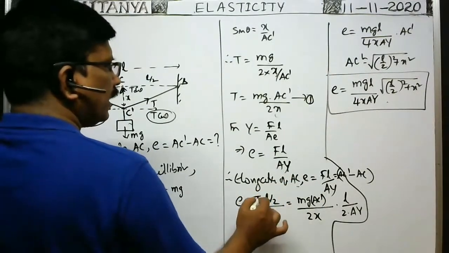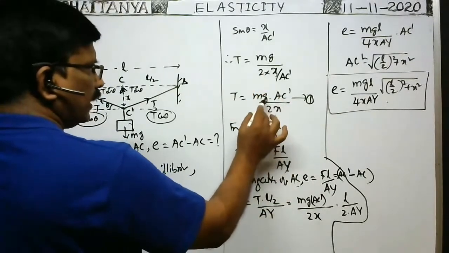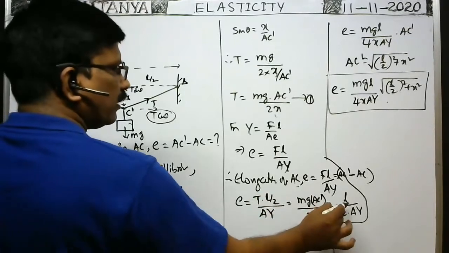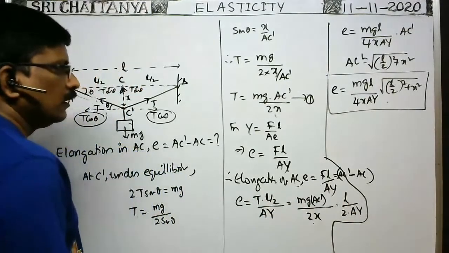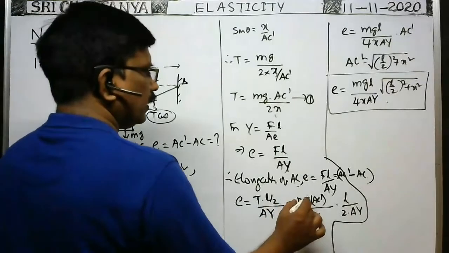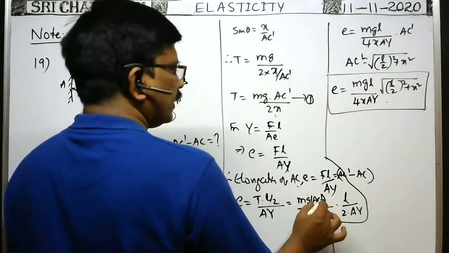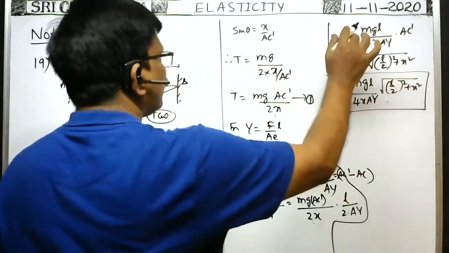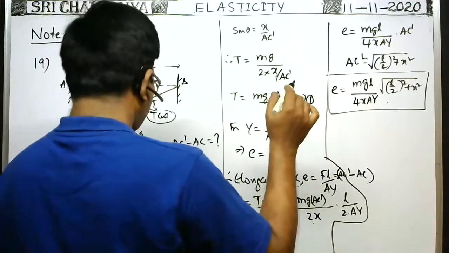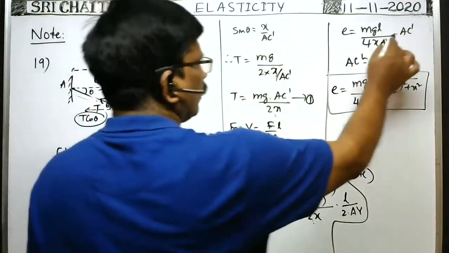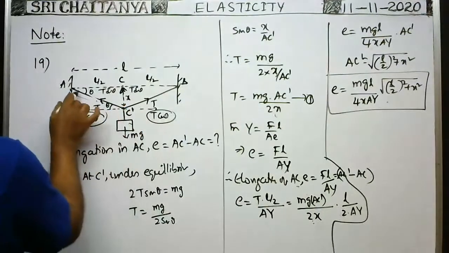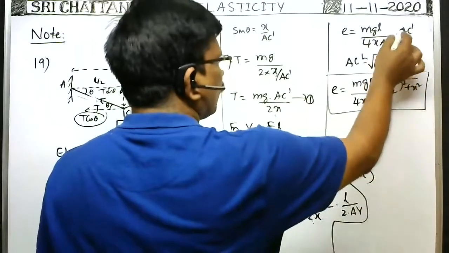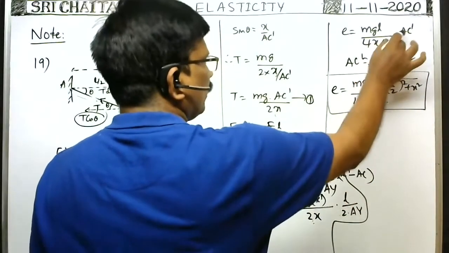T is equal to mg AC dash by 2x, so E is equal to mg AC dash by 2x into L by 2 by AY. From this, E is equal to mgL AC dash by 4x AY. AC dash, from this diagram, is equal to the square root of (L by 2) whole square plus x square. Instead of AC dash, we substitute this value here.